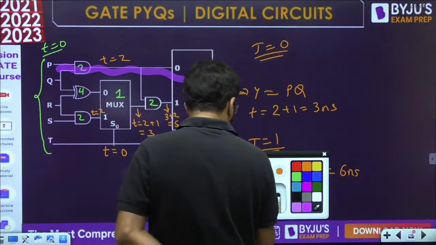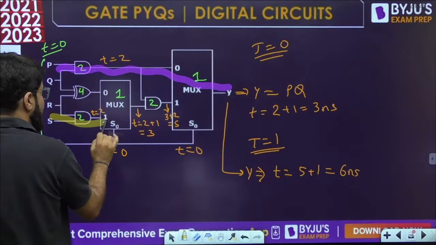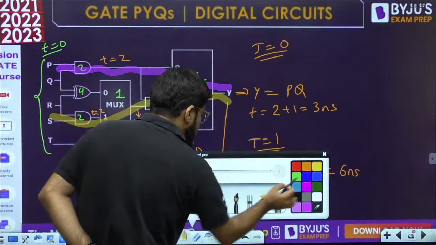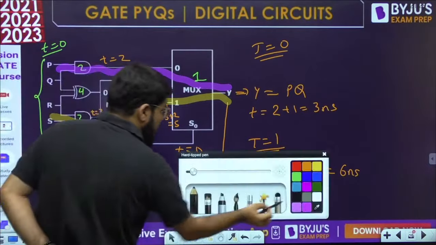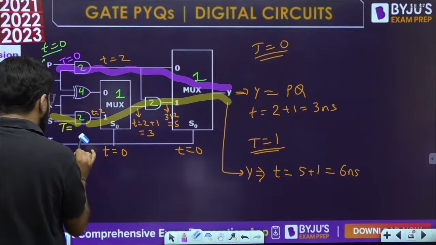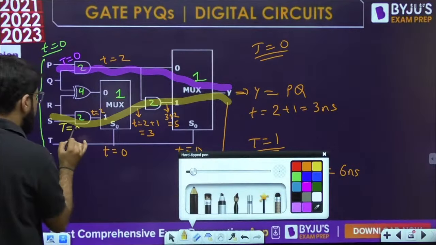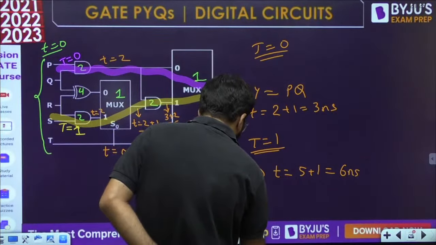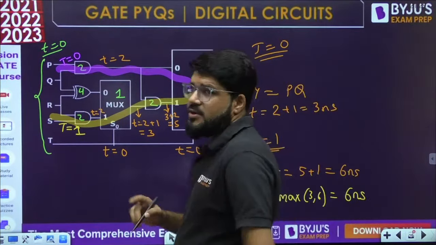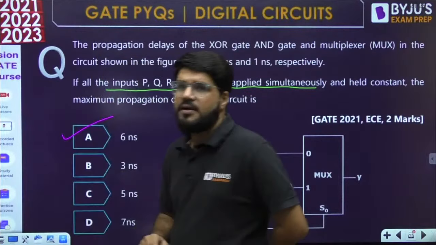Again, for your reference, let me also show you the critical path for the second case. This goes through this AND gate, multiplexer, next AND gate, and then the final output is derived. This one is for T equal to 1, and the other path that I drew above corresponds to T equal to 0. So what is the maximum propagation delay? It is the maximum of these two values. So the final answer to be taken is 6 nanosecond. Good question. The correct answer is 6 nanoseconds, that is option number A.